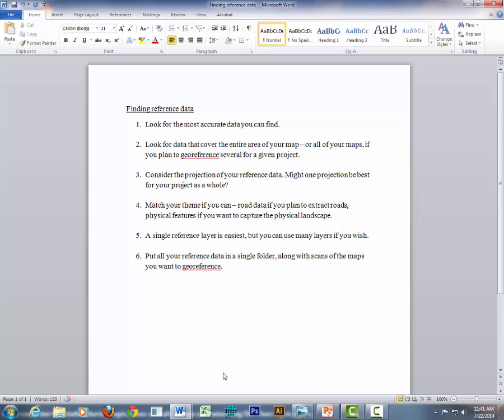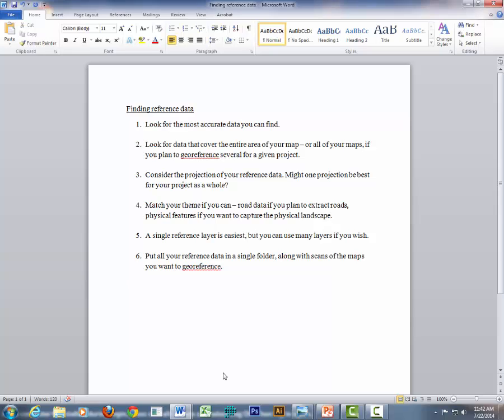Number 4, this begins to be the optional area of suggestions. Match your theme if you can. For example, I want to georeference the Bonner map in order to extract the street pattern. That suggests that finding road data, since I want to extract roads, could be very sensible. If you want to study the physical environment from past maps, then finding perhaps topographic maps from the U.S. Geological Survey would be a good choice.